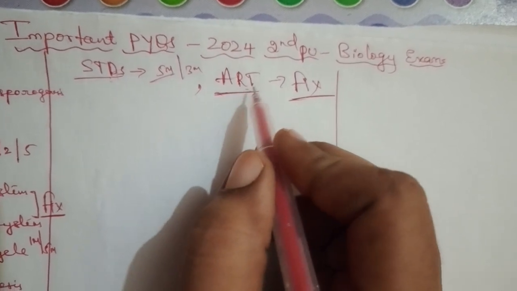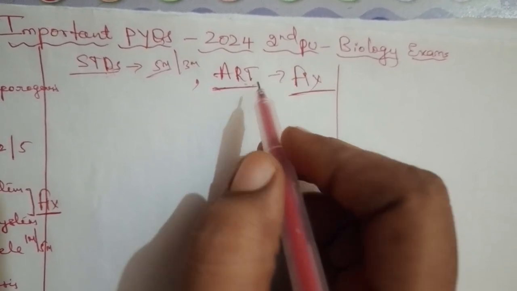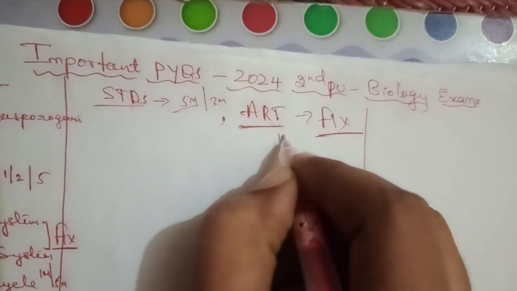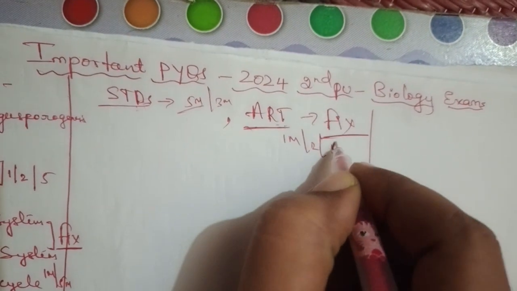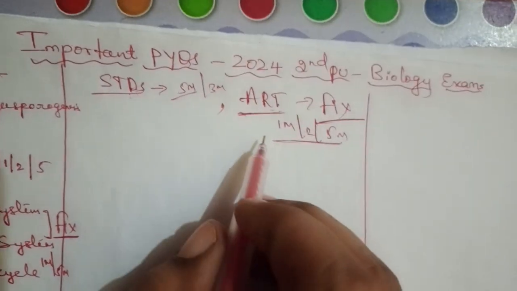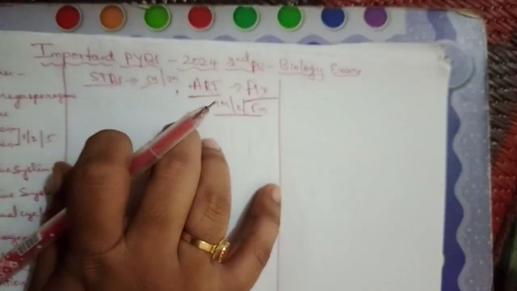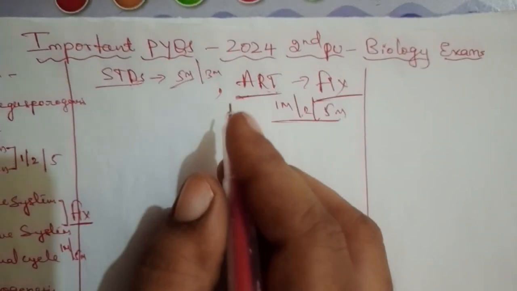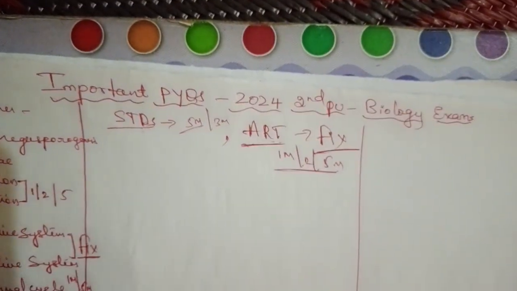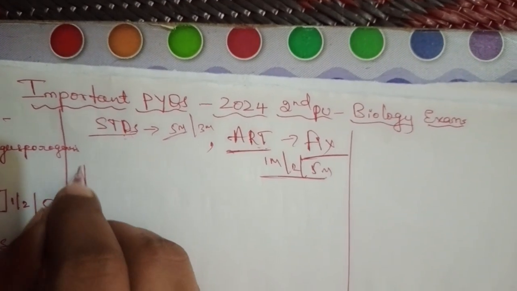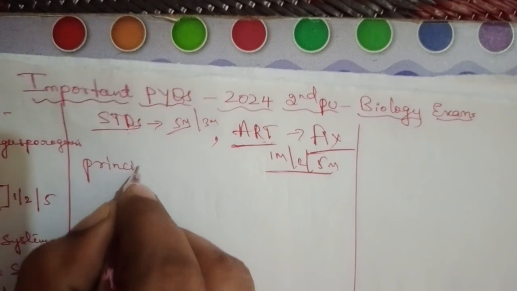Here there are several methods to carry out assisted reproductive technology. Here you can get a 1 mark, 2 marks or 5 marks question. So these two are again very important concepts. Followed by that, after reproductive health, the next chapter is principle of inheritance and variation.